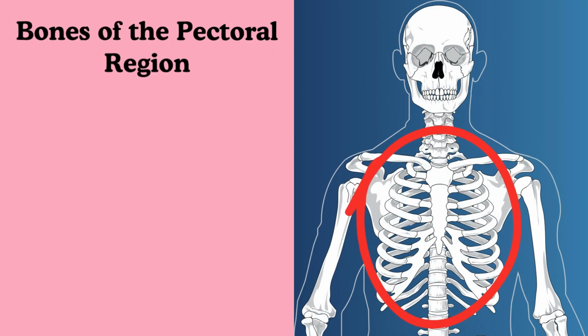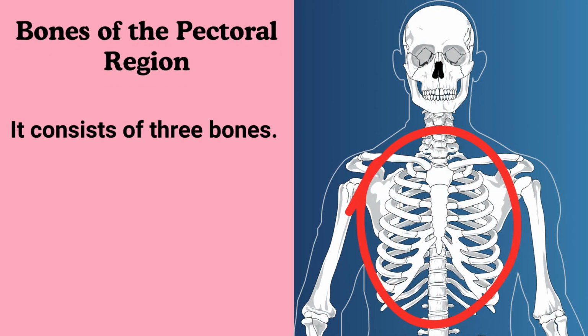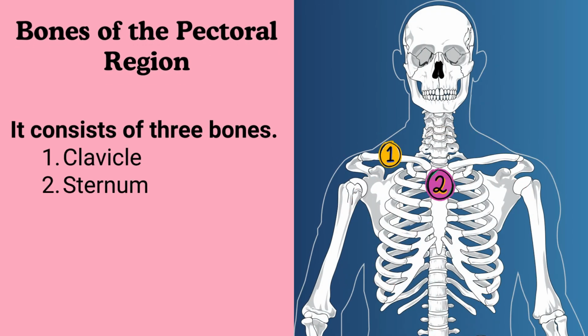Bones of the pectoral region. It consists of 3 bones: the clavicle, the sternum, and the scapula. We will look at them one by one.